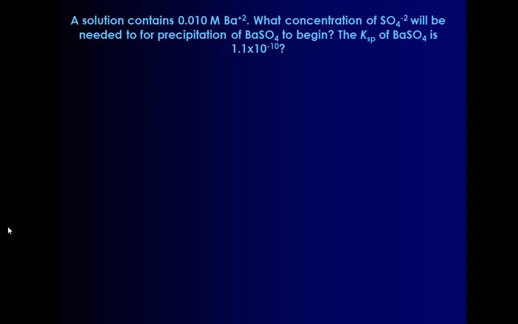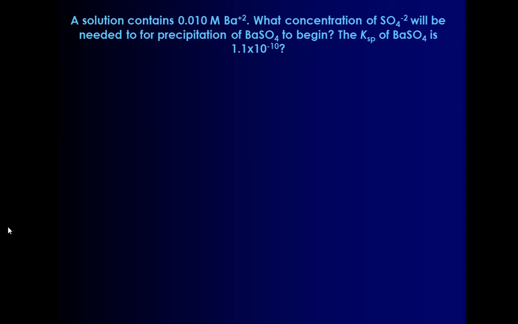In our second example, I'm giving you one of the two ions and asking you to tell me what the concentration would need to be of the remaining ion if we're going to have precipitation occur. We've got a solution of 0.010 molar barium ions, and we want to know the concentration of the sulfate ions. We're told that the solid that we're trying to form, the precipitate, is barium sulfate, and the KSP of barium sulfate is 1.1 times 10 to the negative 10th.